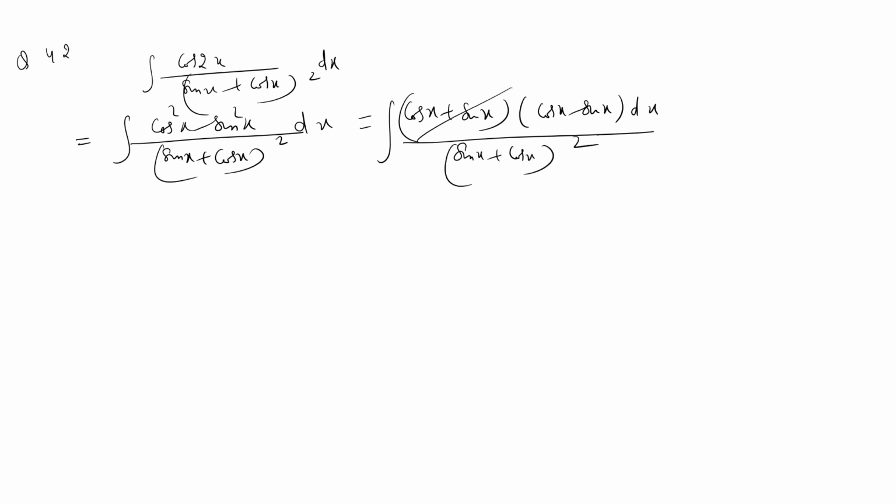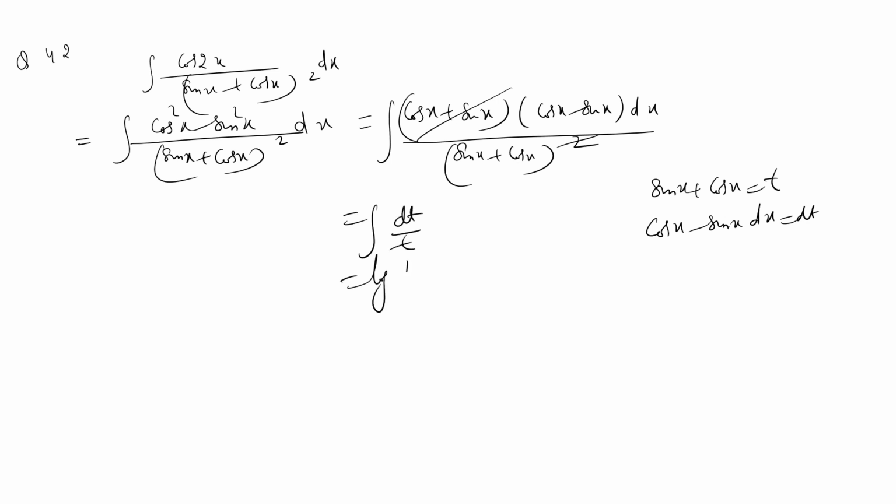Now 1 will get cancelled with it, and now I'll put sin x plus cos x equal to t. So it becomes (cos x minus sin x) dx is equal to dt. So this becomes dt upon t, which is log mod t plus c, indefinite integral, so be careful about t. This is log |sin x plus cos x| plus c.